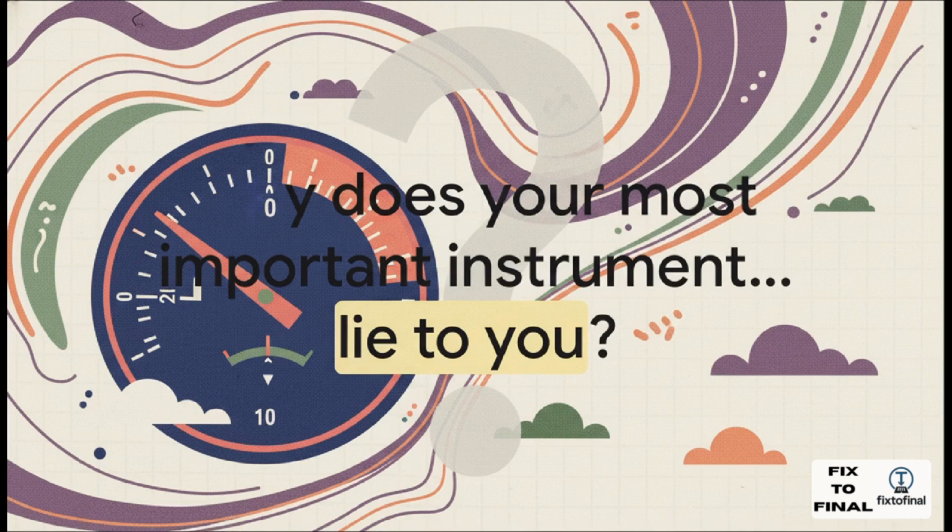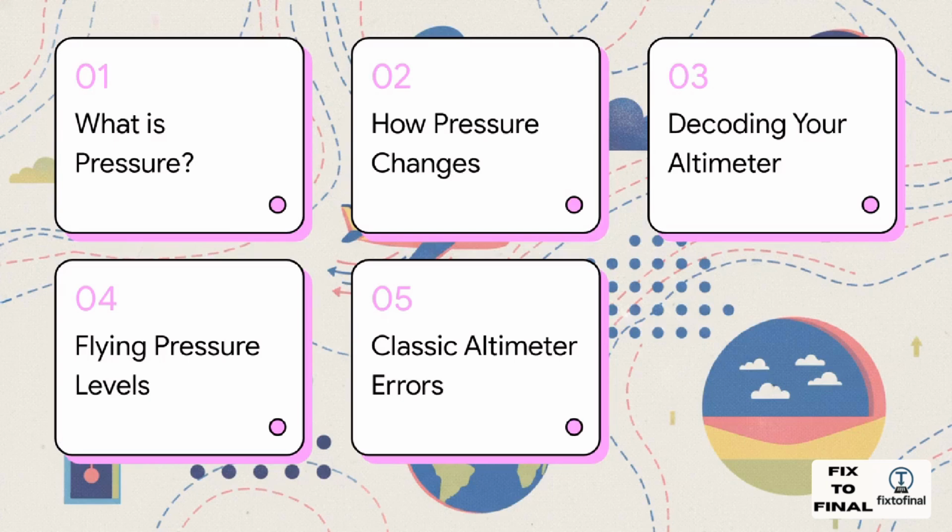Let's get into it. So, here's our flight plan for this session. We're going to start with the absolute foundation. What is pressure? Then, we'll see how it changes all around us. After that, we'll spend some serious time on the instrument itself, your altimeter. We'll cover the right procedures in the air, and we'll finish with the really critical stuff, the classic mistakes that can get a pilot into a world of trouble.